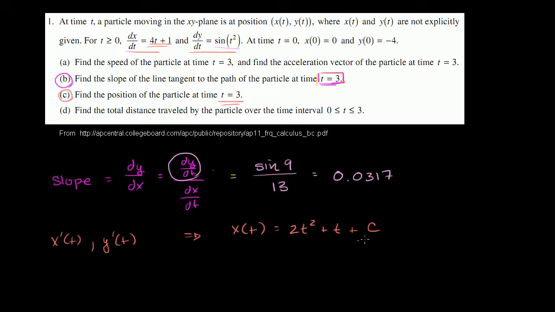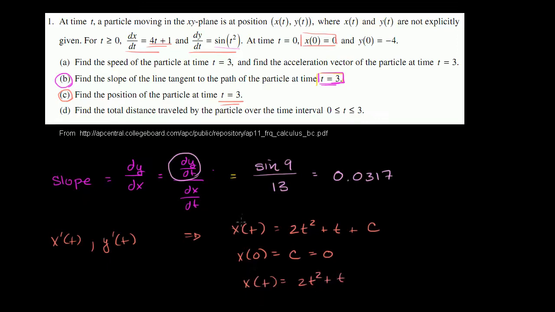You lose that information. Lucky for us, they also gave us this initial condition: x of 0 is 0. So when t is 0, this term's going to be 0, this term's going to be 0, and they're saying the whole thing is going to be equal to 0, so c is going to be 0 as well. Let me do that explicitly just so we don't get confused. So x of 0 is going to be equal to 0 plus c, which they're telling us is equal to 0. So c is equal to 0. So that tells us that x of t is going to be equal to 2t squared plus t.